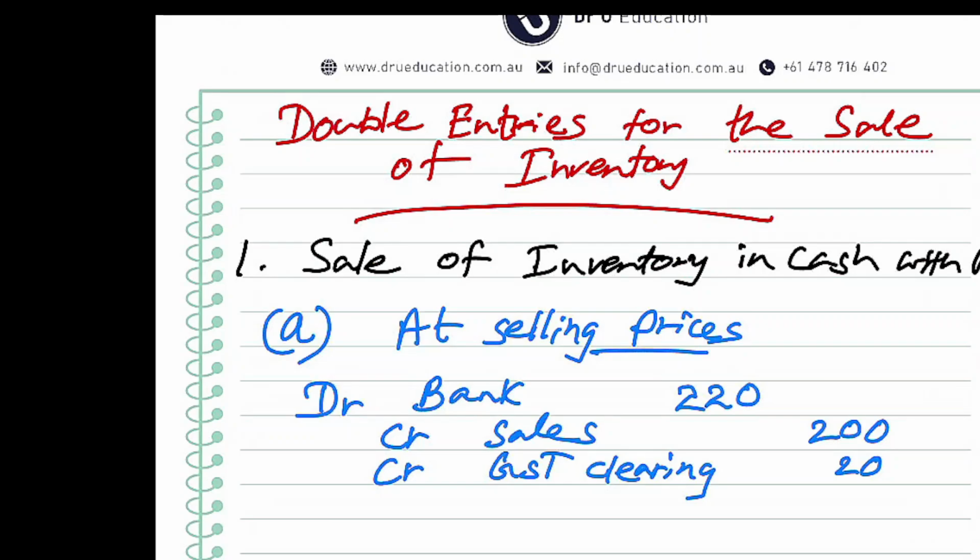Then write part B, at cost price. Then write debit cost of sales. Let's say it is 100. Credit inventory 100.